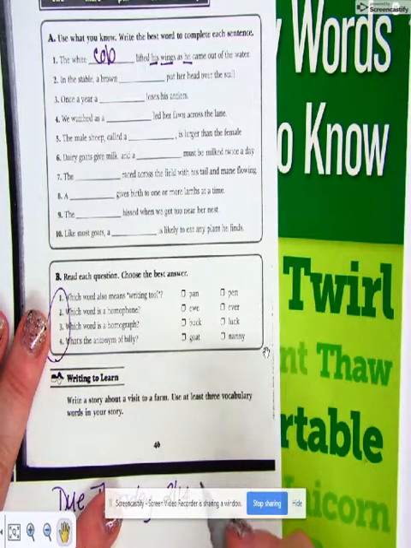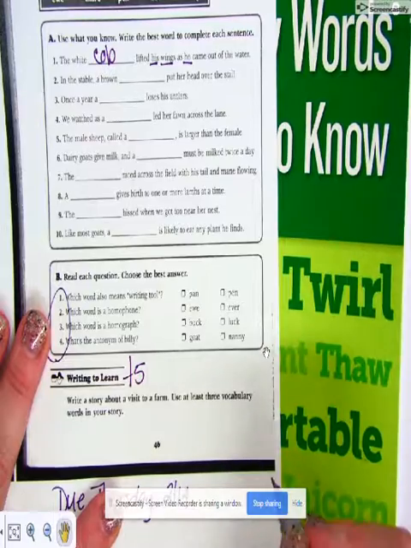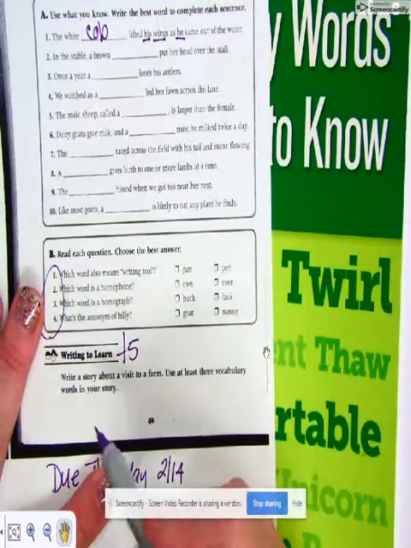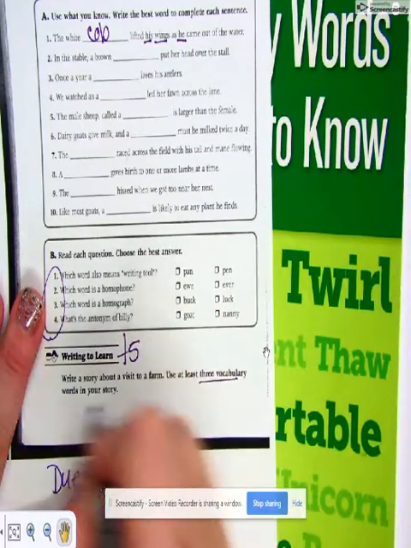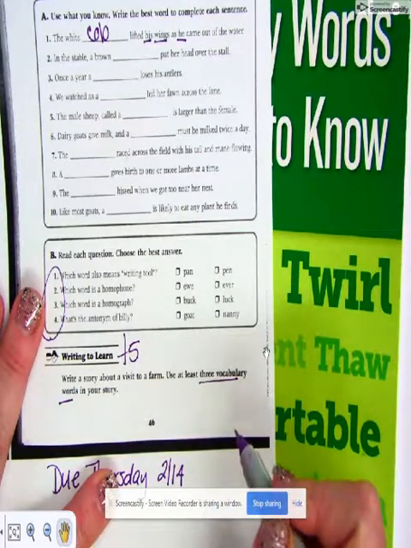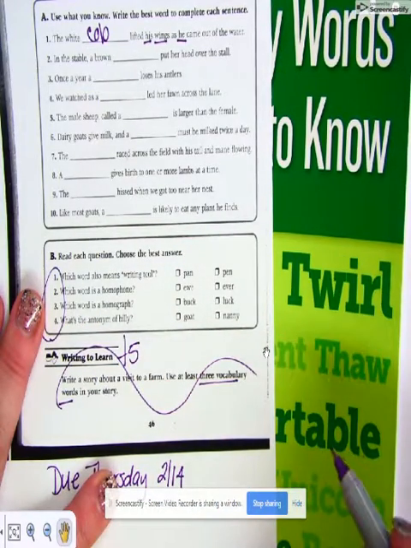And the writing to learn is not required. You could get 5 bonus points added to your reading score. It says write a story about a visit to a farm. Use at least 3 vocabulary words in your story. It's not required though, so if that's not your jam, go ahead and mark it out.